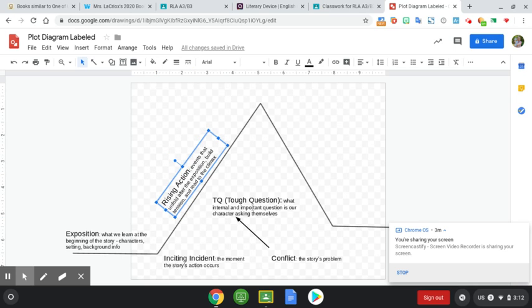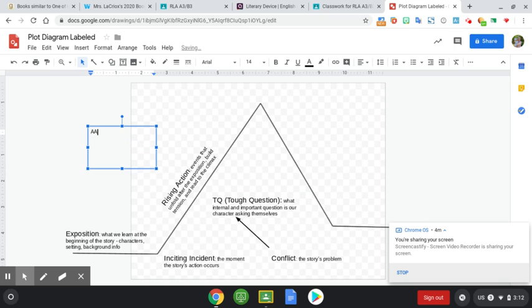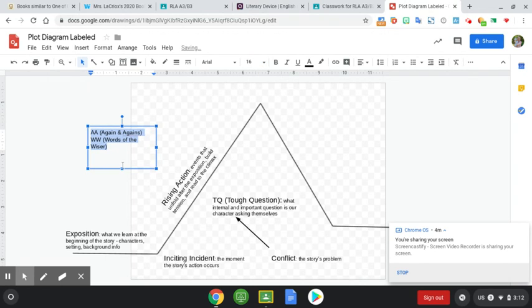Now, something I do ask you guys to include in rising action would be our AA, which is again and agains, or our WW, which are words of the wiser. Those are our signposts. If you can't remember what those are, then you might need to go back in your notebooks. All right, so looking at both of those things before we make it all the way up here to our climax.